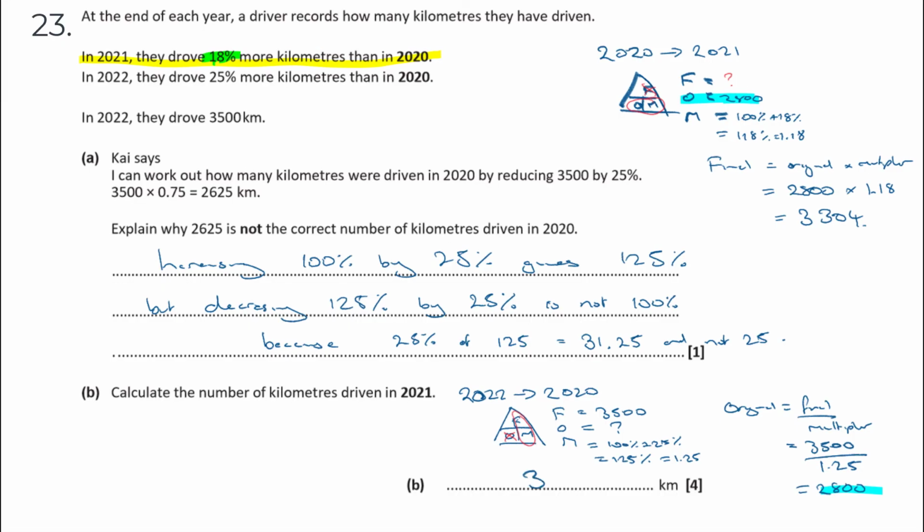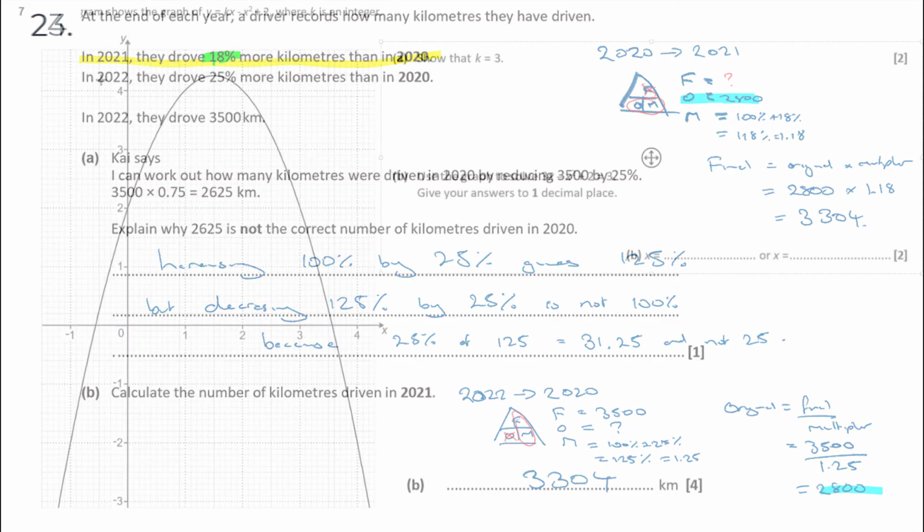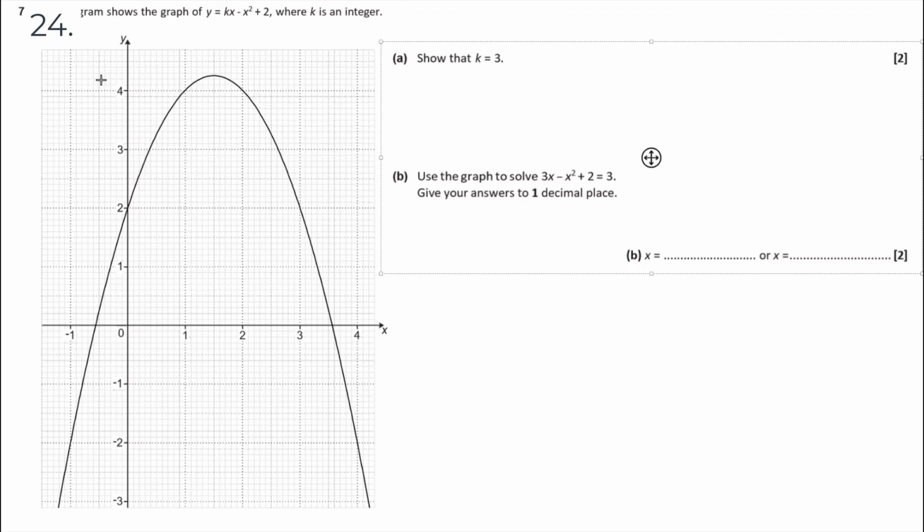So that's 3,304. The diagram shows the graph of y equals kx minus x squared plus 2, where k is an integer. Show that k is equal to 3. How am I going to show that k is equal to 3?